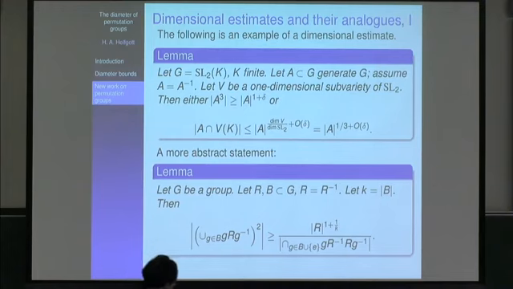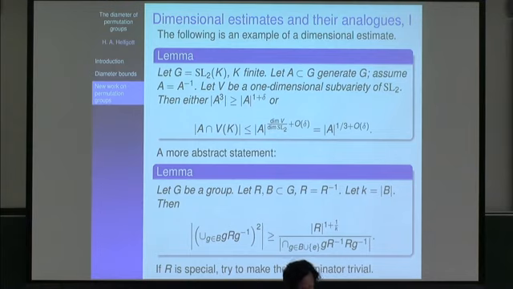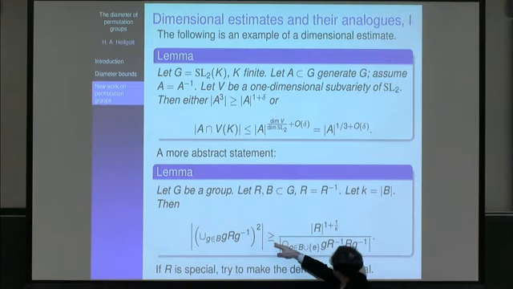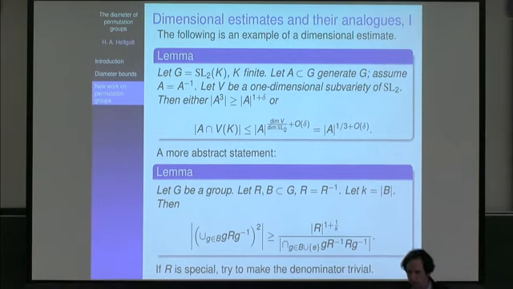But then what can you do? The aim is, given R, to choose or to work with a B such that you manage to make the denominator here trivial. When that is the case, then you just have that the thing on the left is at least R to the 1 plus 1 over K. Now, how can this be used to prove the statement that I acted out here?